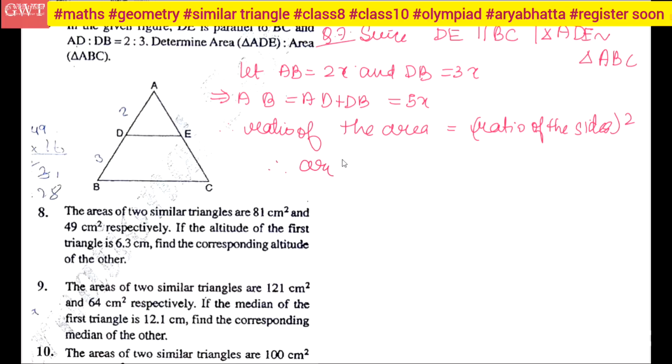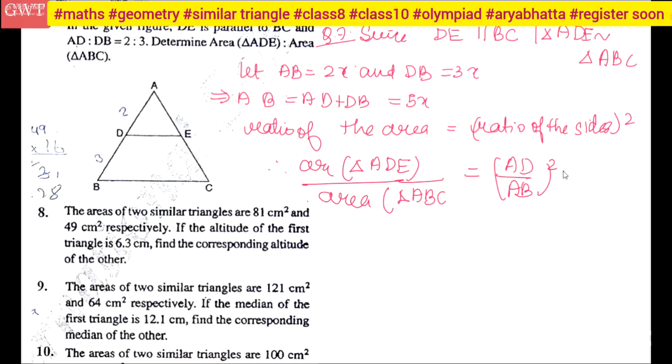Area of triangle ADE upon area of triangle ABC is equal to AD by AB whole square, is equal to 2x upon 5x whole square. 2 cancels, and this will be 4 by 25. So the required ratio is 4 by 25.